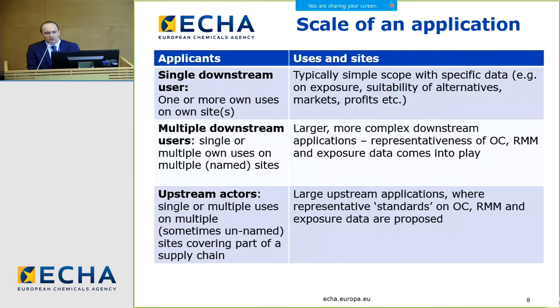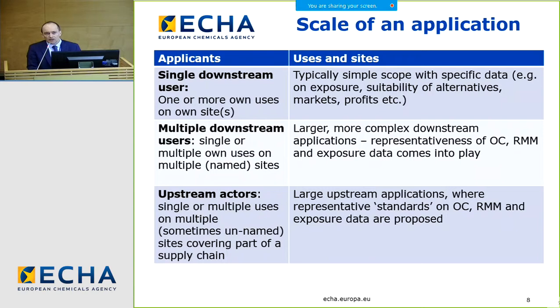Then what can also influence your strategy is the scale of what you want to cover. We have observed more or less three types of AFAs. The first is those submitted by a single downstream user. Normally they have one or two uses, and the scope is rather specific, very detailed. They have all the data in their hands, and there are no, let's say, uncertainties. The exposures are quite clearly documented. The substitution story is there, so they have the data.